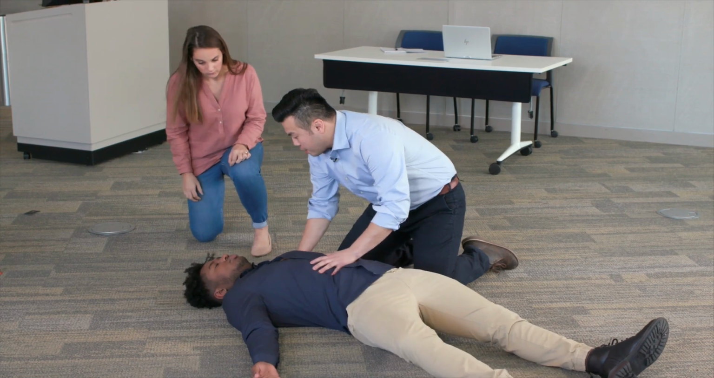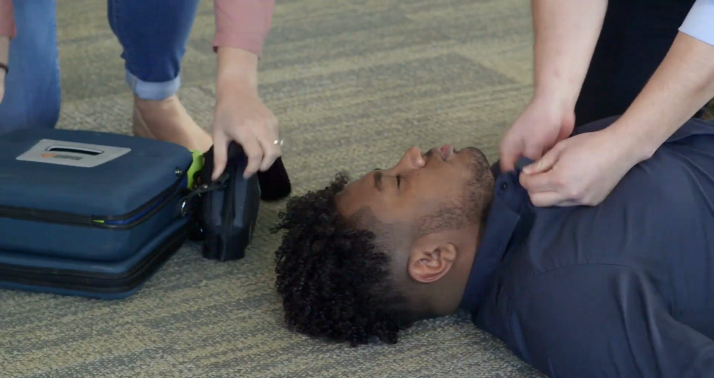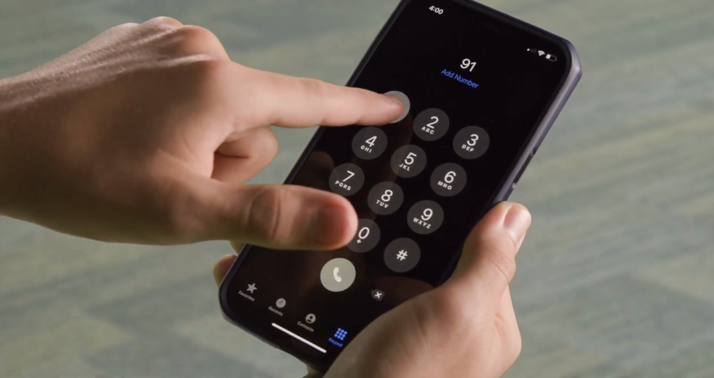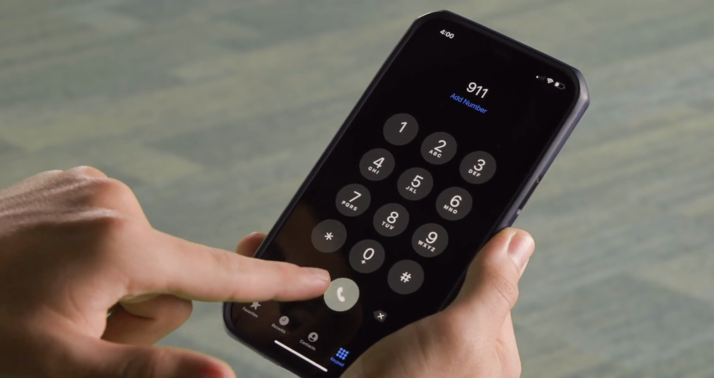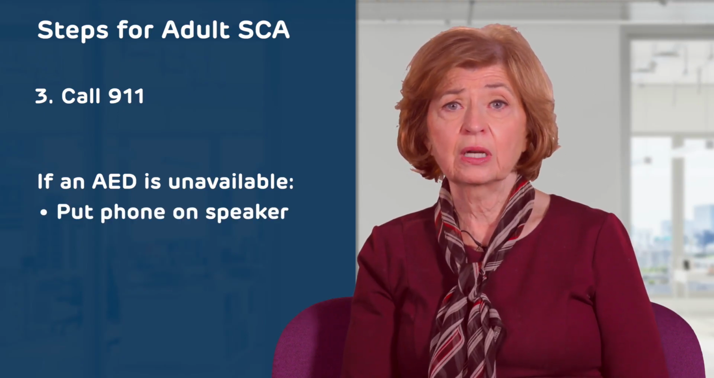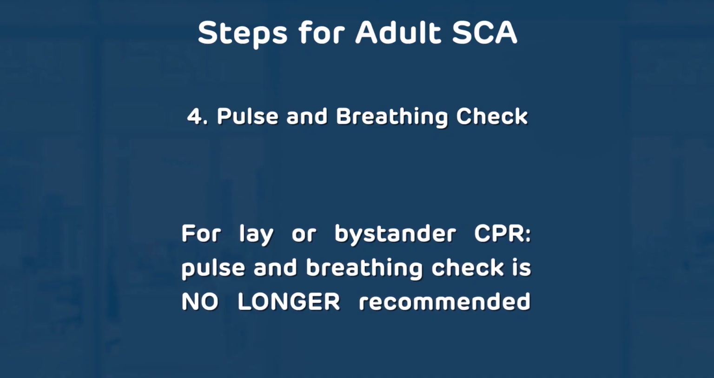Alert EMS, call 911. If the person is unresponsive, tell someone to call 911 and retrieve an AED immediately if one is available. If you are alone, call 911 yourself and get the AED. If you are alone and an AED is unavailable, put the phone on speaker so you have two hands to help the victim.